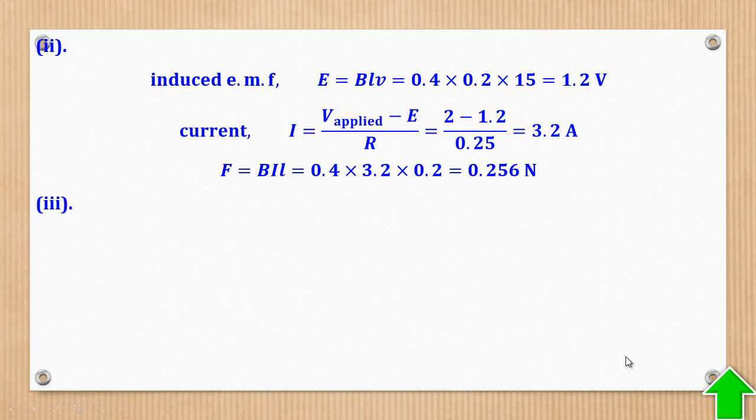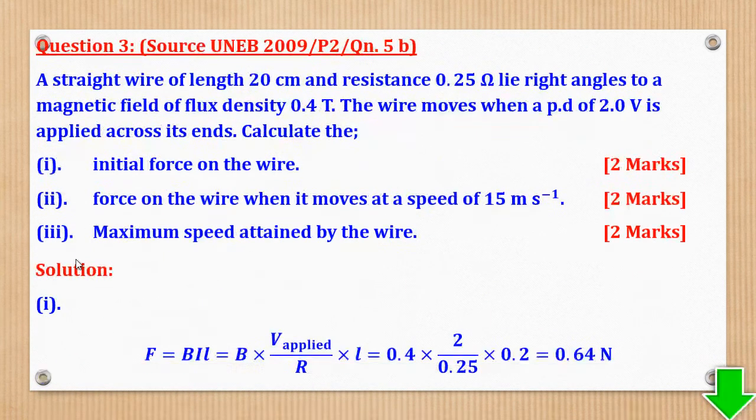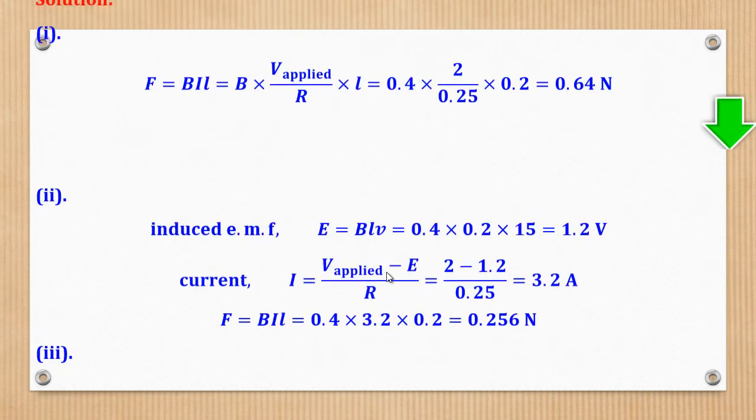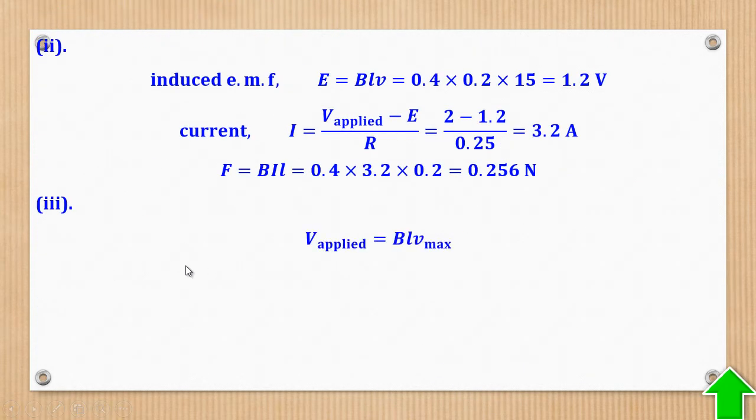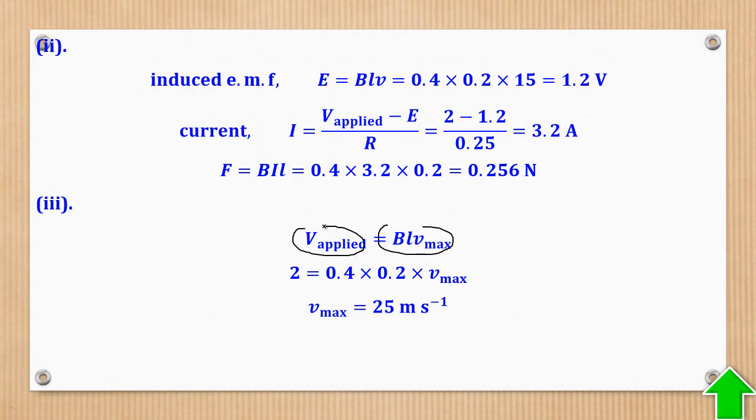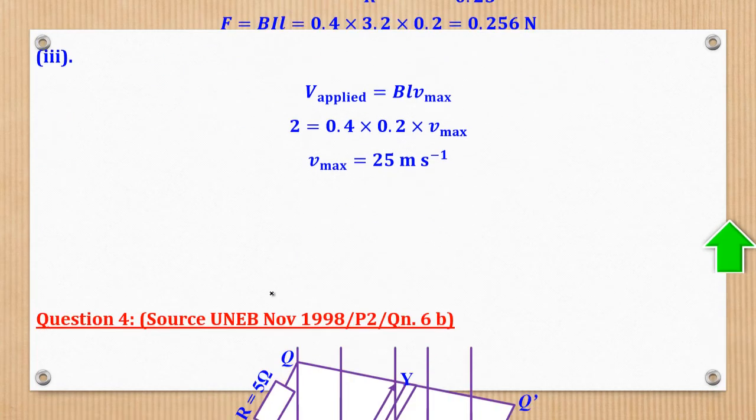Then Roman 3, the maximum speed attained by the wire is BLV max. So maximum speed means that induced EMF is exactly equal to the applied PD. Applied voltage is that, induced EMF is this, so we can get the maximum speed. And that's what they wanted.